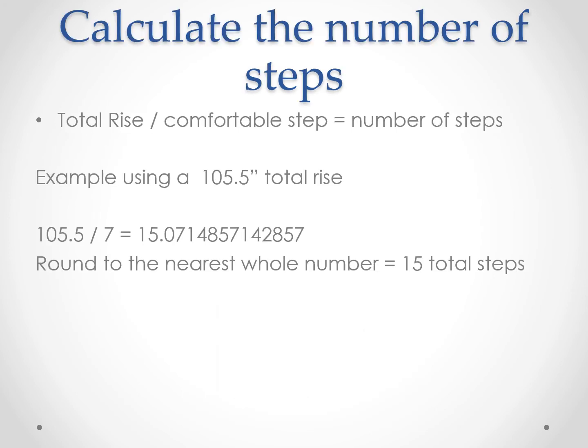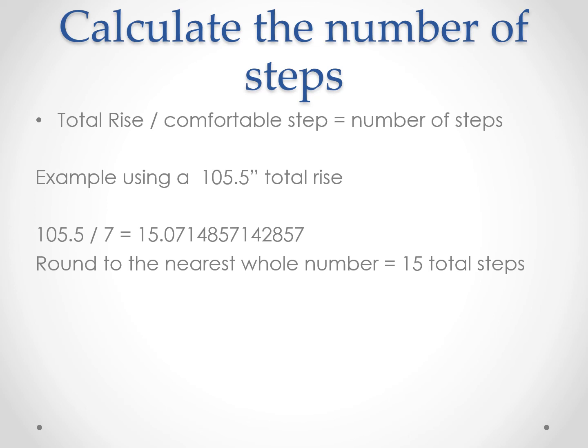Okay, we're going to do our first mathematical computation. What we're going to do is determine the number of steps in the staircase. Based on the idea that 7 inches is the most comfortable step, we want to figure out how many of those steps we're going to fit in there. So it's going to take the total rise, and again, total rise is the distance from the finished floor all the way up to the top finished floor. So the distance from what you're going to go from the first level up to the second level when you climb the set of stairs.